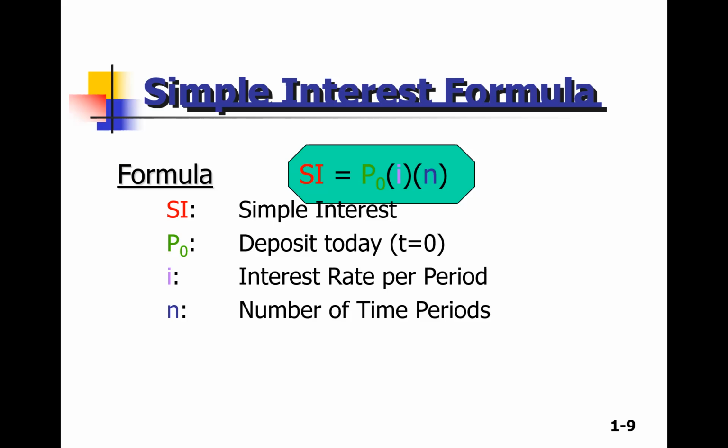I represents interest rate per period. Interest rate is always associated with period, and normally it is for 1 year. N, number of time period, and usually it is in years, but it could be quarterly, semi-annually, biannually, fortnight, and anything like that. But normally it is in years.